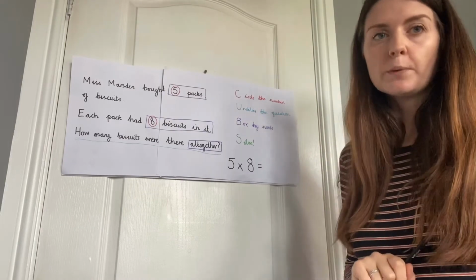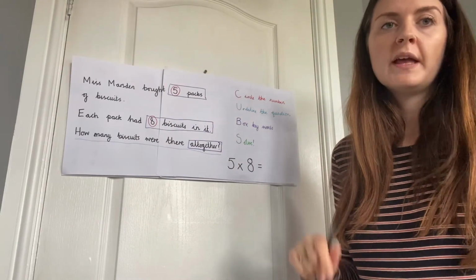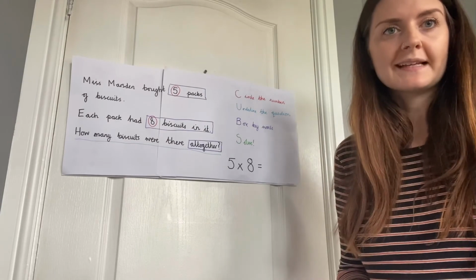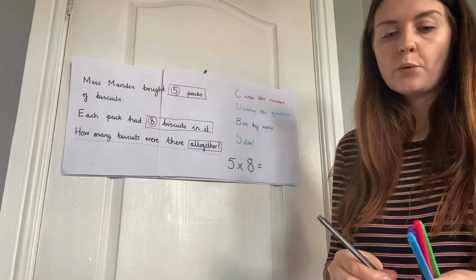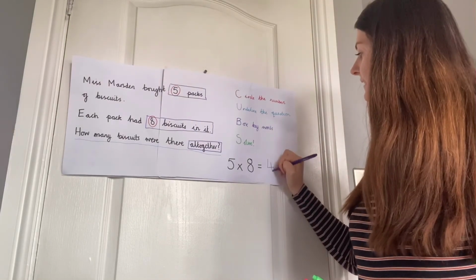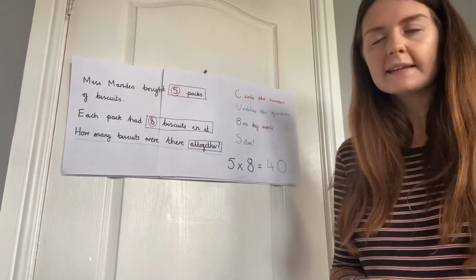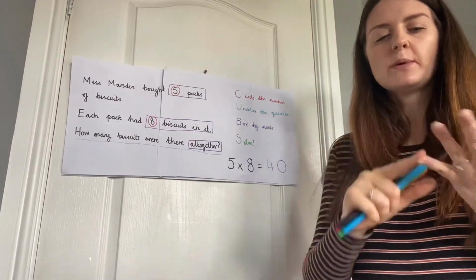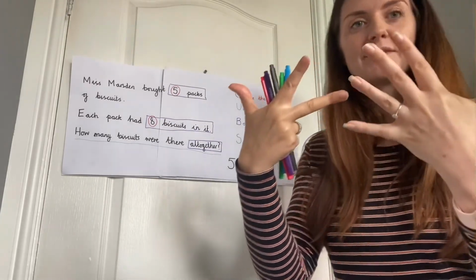And I'm going to give you a couple of seconds to work out the answer to 5 times 8, because you should know that from practicing our times tables in class. Okay? So well done. The answer is 40. And I'll just quickly count up in my 5s to check. 5, 10, 15, 20, 25, 30, 35, 40. 5 times 8 is 40, okay?